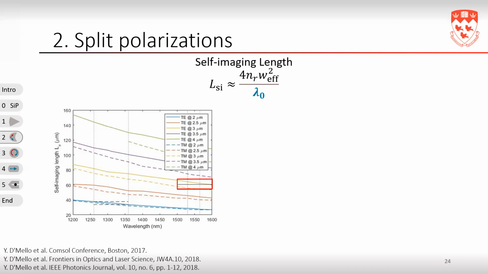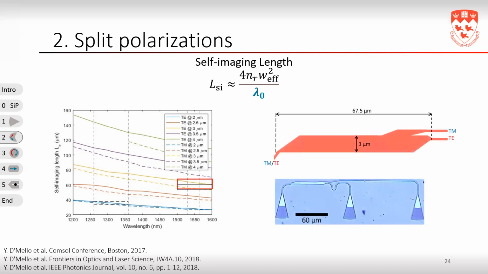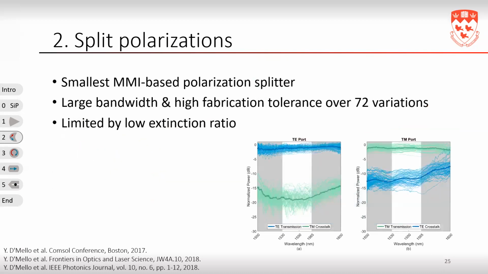It had a large bandwidth and high fabrication tolerance over 72 different variations, as you see in the graph below. And its main limitation was a low extinction ratio, which could be overcome by either cascading the device or optimizing its geometry even further.